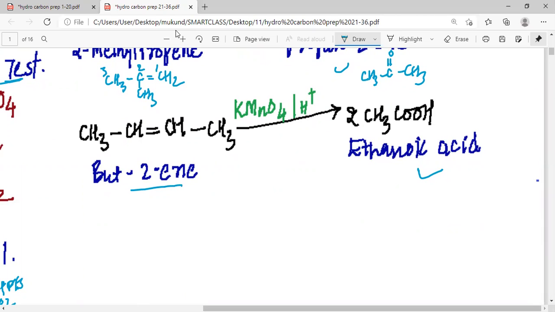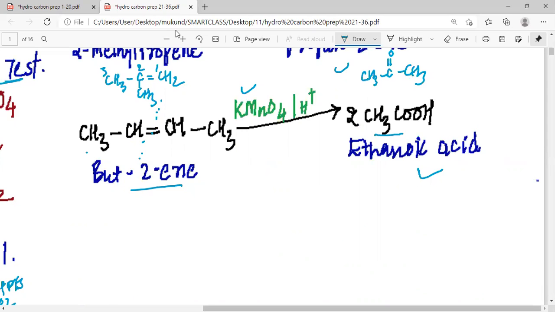this but-2-yne, if we allow it to react with acidified potassium permanganate, we are going to get two molecules of ethanoic acid. Here you can see that this kind of cleavage takes place, and this CH3C is converted to CH3COOH. The other CH3C part is also converted to CH3COOH. When but-2-yne is oxidized with a very strong oxidizing agent, acidified potassium permanganate, we get ethanoic acid.